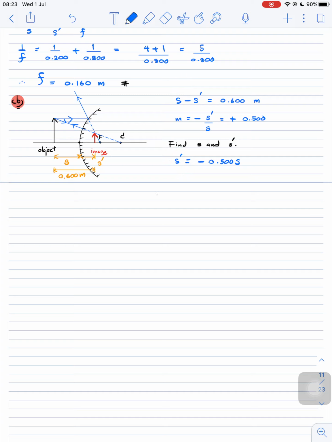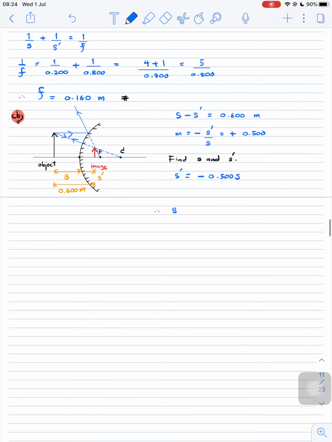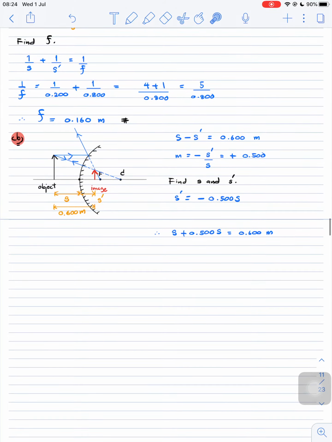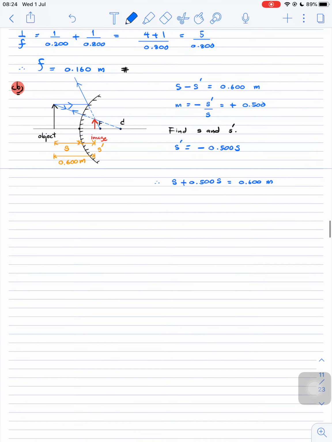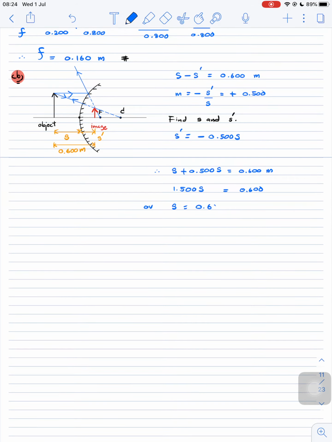Now let's put S prime into this equation. Then we have S plus 0.500 S equal to 0.600 meter, because the minus sign here and the minus sign here give the positive. Then we have 1.500 times S equal to 0.600, or we can have S equal to 0.600 over 1.500, which is equal to 0.400 meter. So that's S.